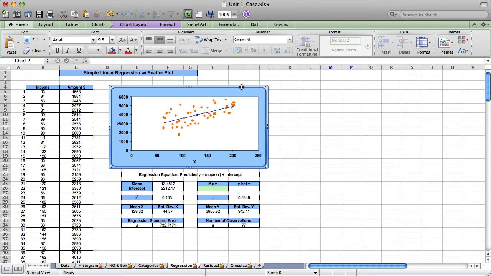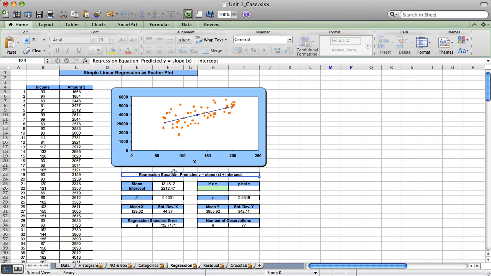What's the equation that can be used to model that relationship? Well, the form of the equation is right here in words. The predicted Y value, or in this case, the predicted amount charged, equals the slope, here 13.4812, times X, which would be a given income, plus the y-intercept, here 2,212 and 47 cents.